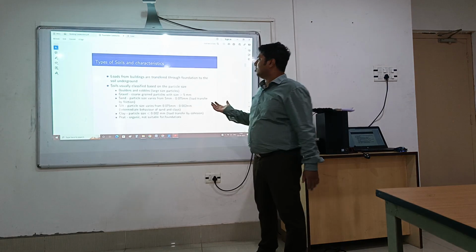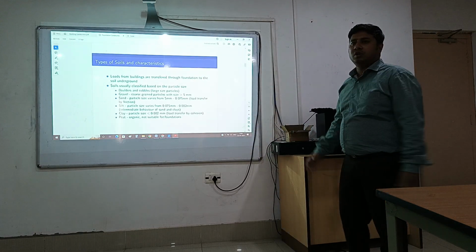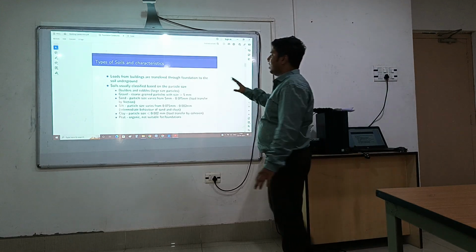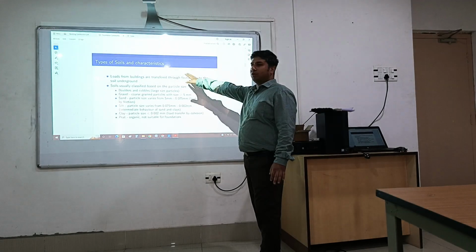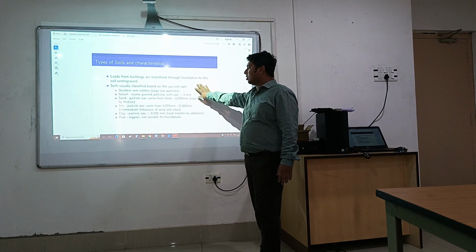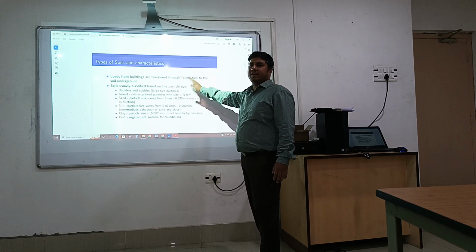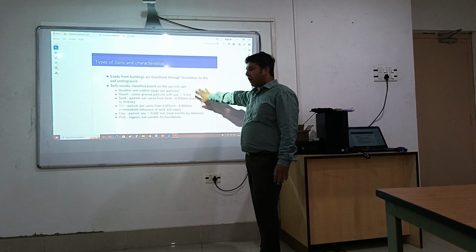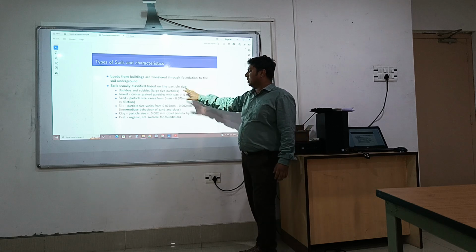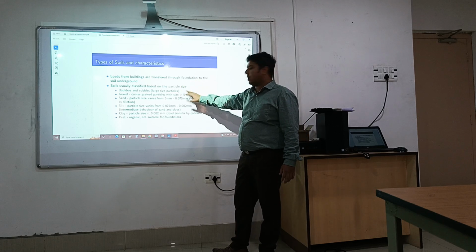Different types of soil characteristics, you already know from your soil classification diagram. The load of the building is transferred through the foundation into the underground. Based on the different sizes of particles, you can classify the soil. Boulder and cobble: what is the size? Around 80 mm.